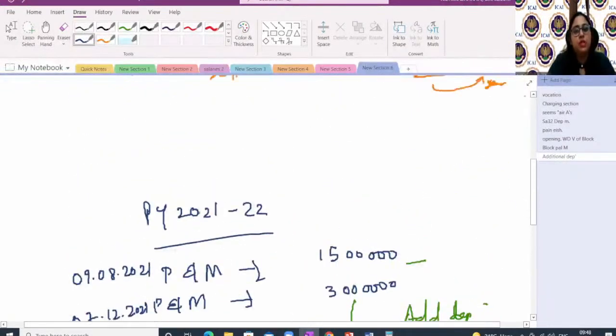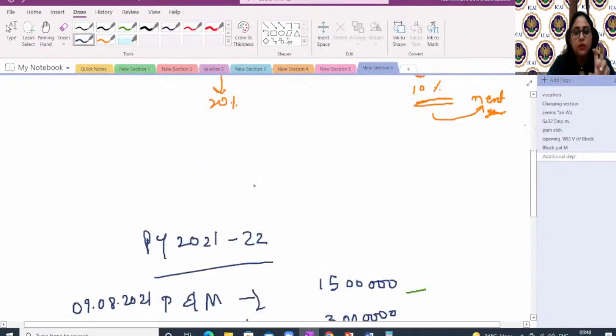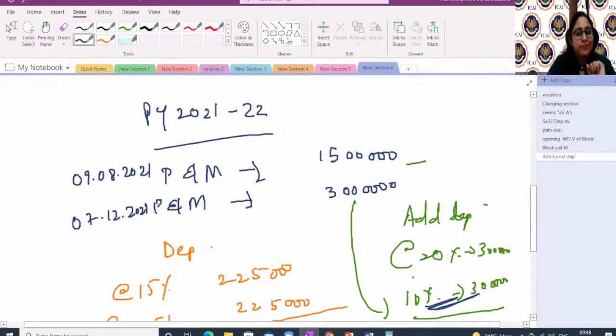Additional depreciation is allowed at 20% flat, even if the plant and machinery is of the rate of 15% or at the rate of 40%, doesn't matter. Us block mein you will give an additional depreciation at 20%. For an asset which is used for less than 180 days, it would be 10%. For an asset used for more than 180 days, 20%.